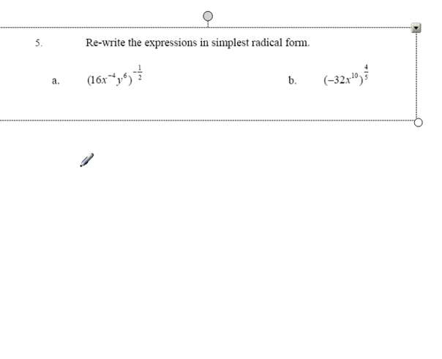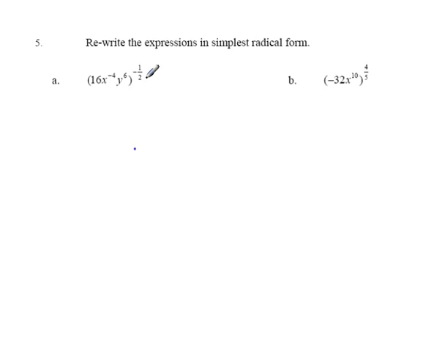Okay, the next set of directions for number 5 say rewrite the expressions in simplest radical form. Notice they're in exponential form now, meaning they have an exponent. We want to convert that to a radical. If you recall, the denominator of the exponent refers to the root, and the numerator refers to the power.